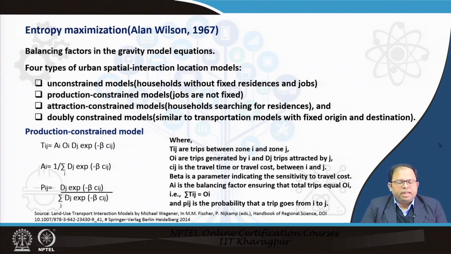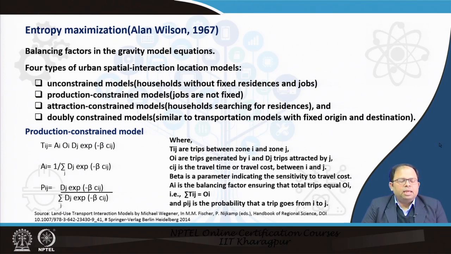For example, there could be an unconstrained model where households are without any fixed residences and jobs. There could be a production constrained model where jobs are not fixed. There could be attraction constrained models where households are searching for residences, and there could be a doubly constrained model, which is similar to transportation models with fixed origin and destination.